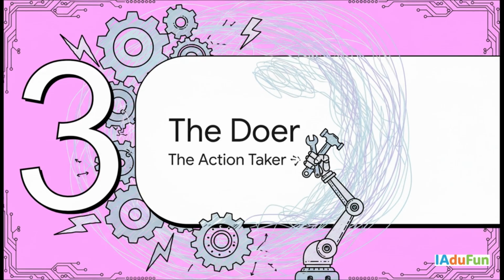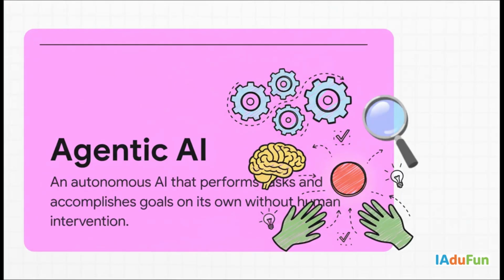All right, team member number 3. Our final helper is the most advanced of the bunch. This is the doer. This AI doesn't just guess or create, it actually takes action to get things done. We call this Agentic AI. And you can think of this helper as not just having a brain, but having a brain with hands. You give it a goal, a big picture task, and it figures out all the steps needed and then actually carries them out, all on its own.